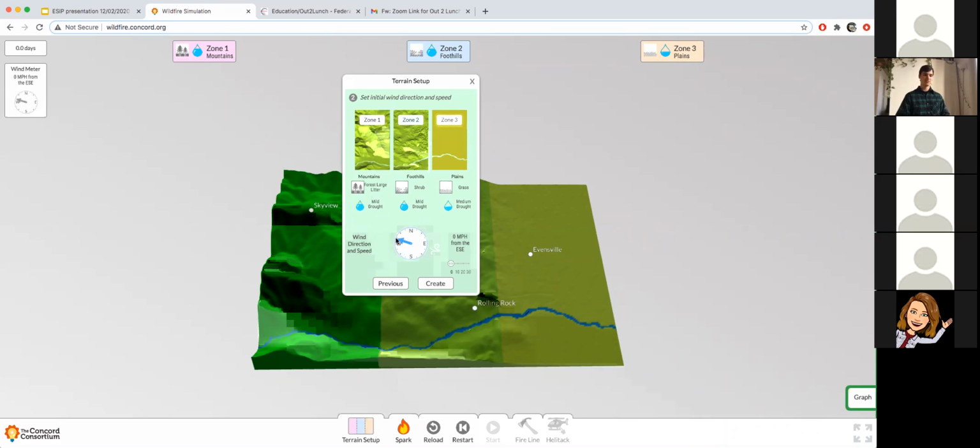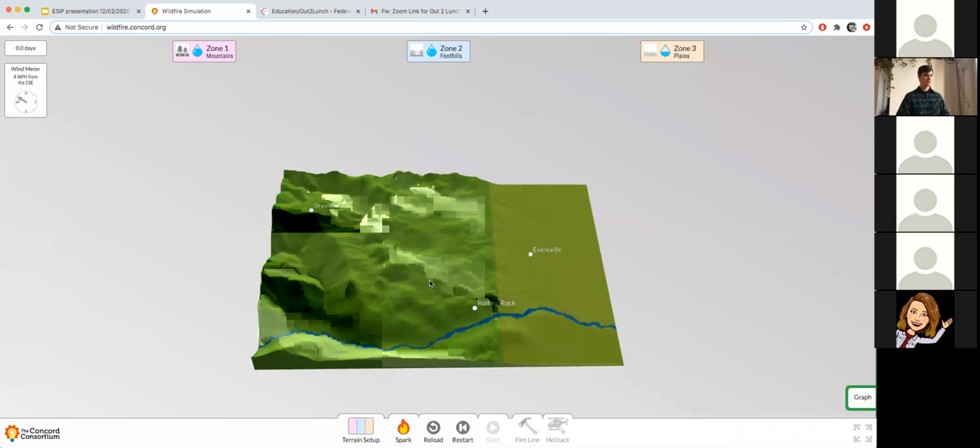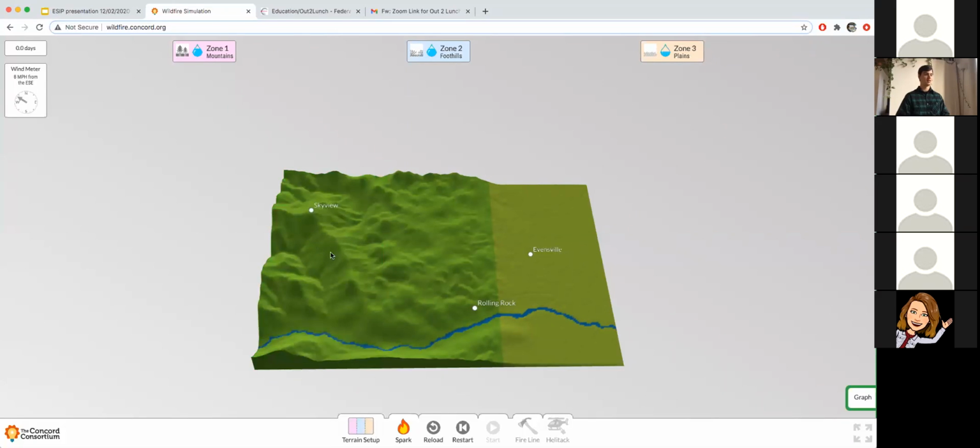previous screen, and we can also set the wind direction and speed here. The wind direction and speed, unlike the other factors, governs the whole model. So the wind direction and speed will be set for all 3 zones right here. I'm going to set it at, how about 8 miles an hour, and create. You can see that the zones are colored by the drought level that we've set. This was at no drought, but I changed it to mild drought, and you can see the color change.